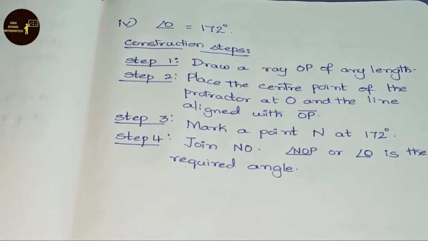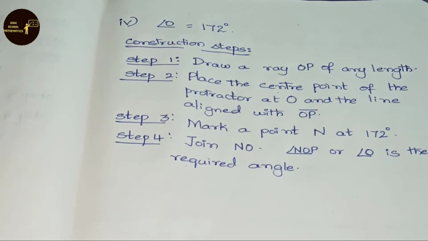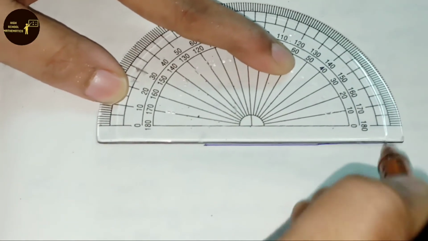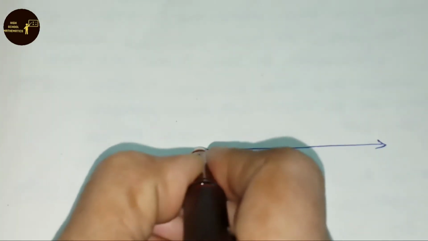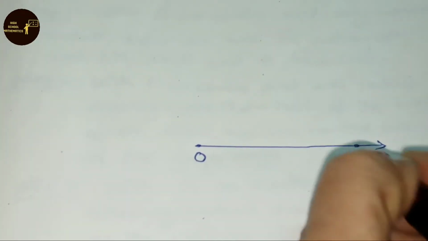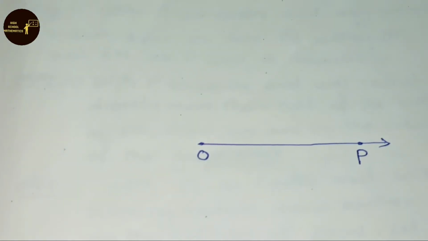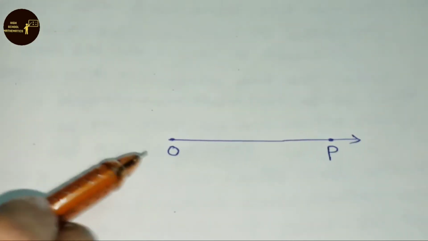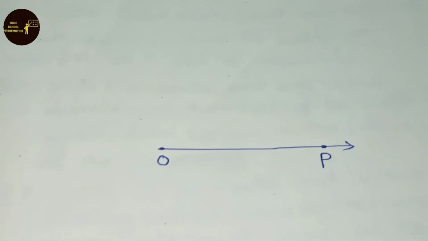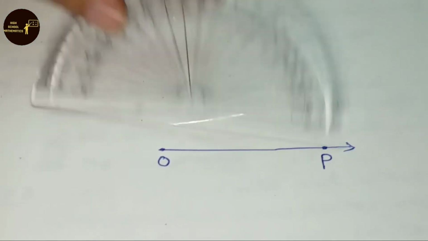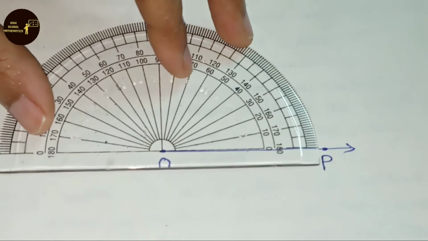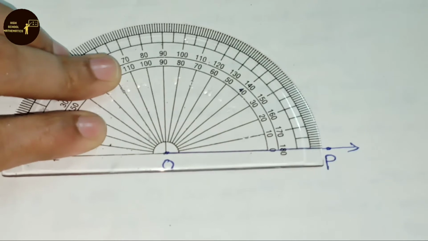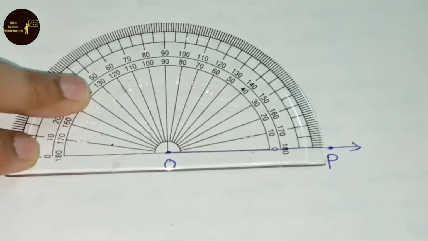Now let us draw a ray OP of any length. Now we have drawn OP ray of any length. Now we have to place the center point of the protractor at point O and the line must align with OP. Now we have to mark a point N at 172 degrees.